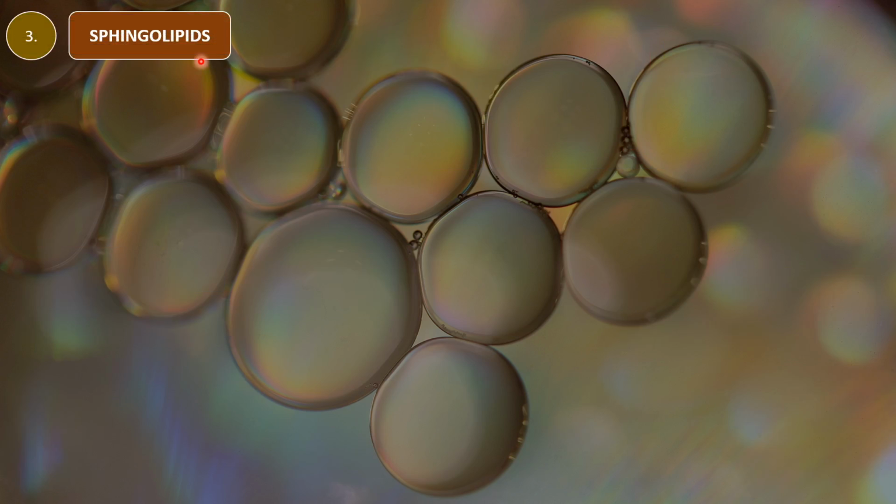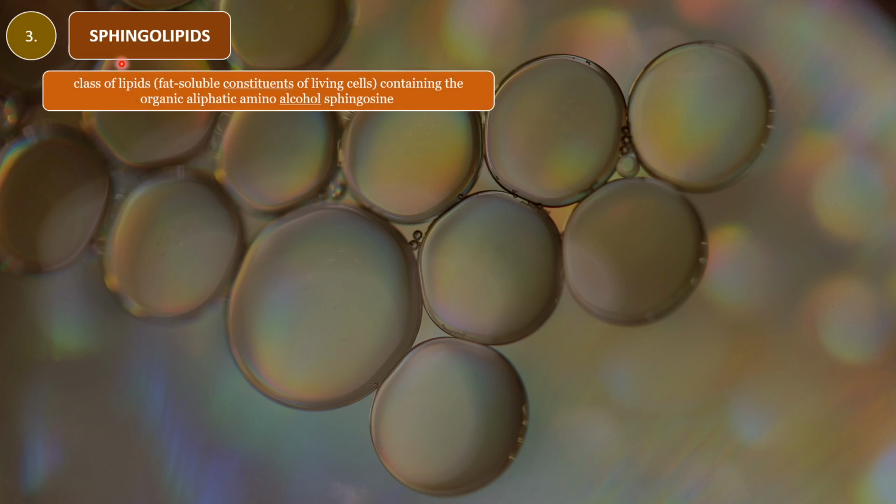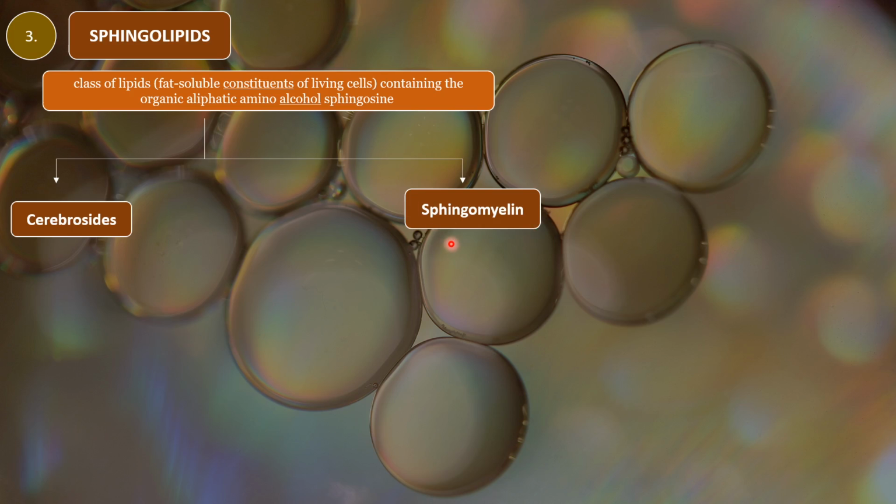Now we move towards the third type of saponifiable lipids, which is called sphingolipids. Sphingolipids are a class of lipids containing the organic aliphatic amino alcohol, which is sphingosine, right? Like lecithin and cephalin, this class of lipids, the sphingolipids, also contains an amino alcohol called sphingosine, and hence the name sphingolipids, right? There are two types, cerebrosides and sphingomyelin.